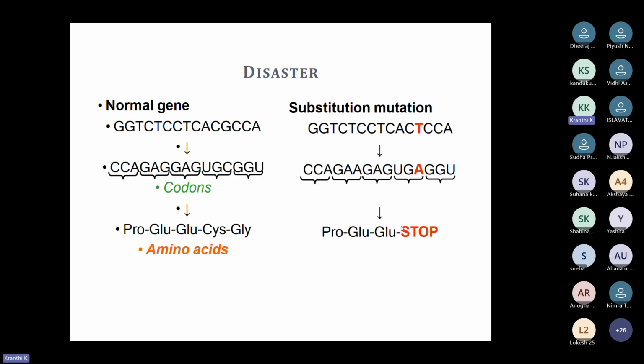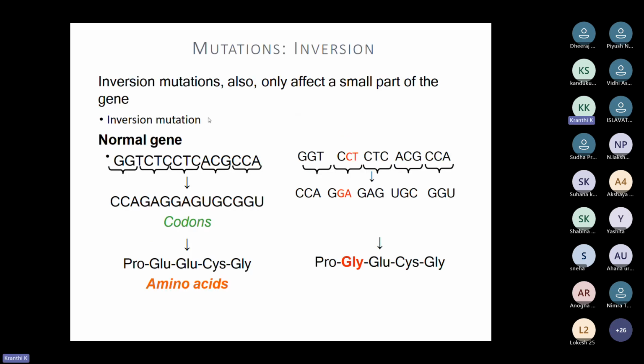So this is a disaster. It will give a different type of protein which may not be required by our body. Sometimes inversion may happen. Inversion means, see here, the second one should actually be CTC. But here, in the place of T, C came, and in the place of C, T came. So the first and second positions are swapped. This is called the inversion.